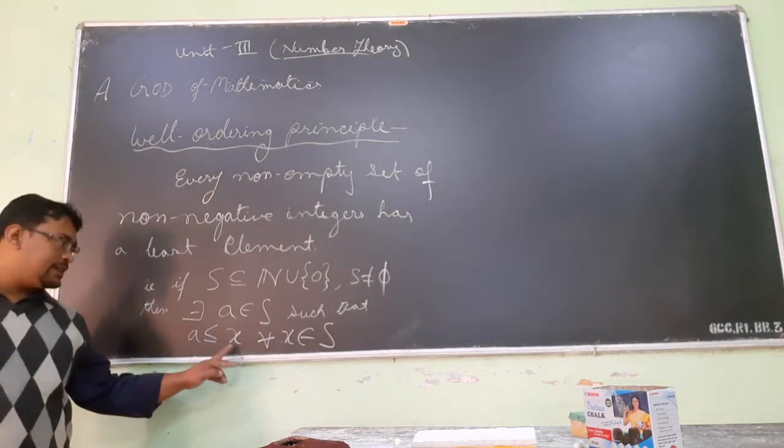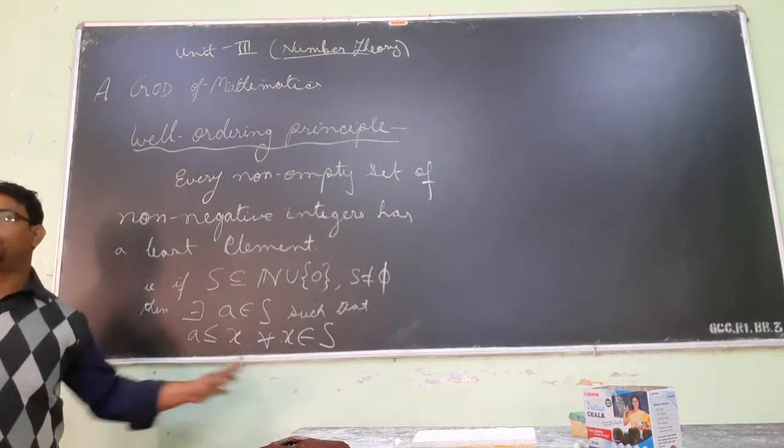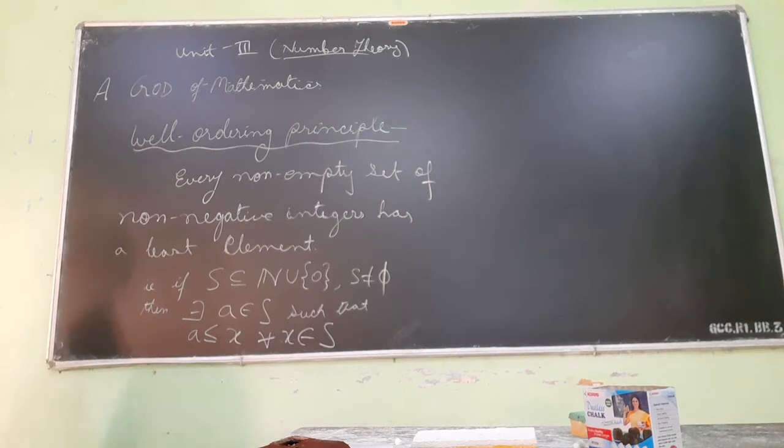A is smaller than every other element of S. So it is the smallest. So it has the least element. It's the least element here. It will be unique. There cannot be two least elements.